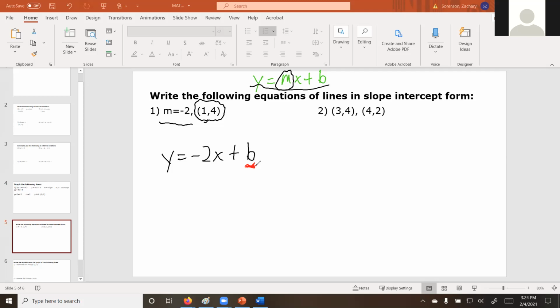So Athena, unmute yourself. Do you have an idea? Could you plug in the x and solve? Perfect. Yep. So I have this point (1, 4). I'm going to plug that in for my x and my y values, and then solve for b. So my y is 4, my x is 1, and I still don't know what my b is. I'm going to find that.